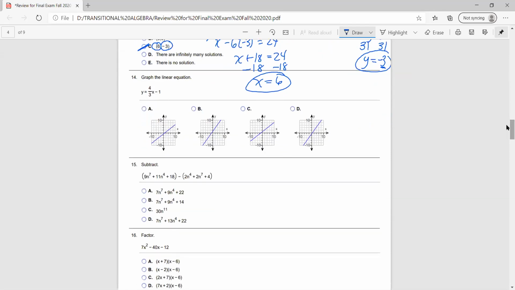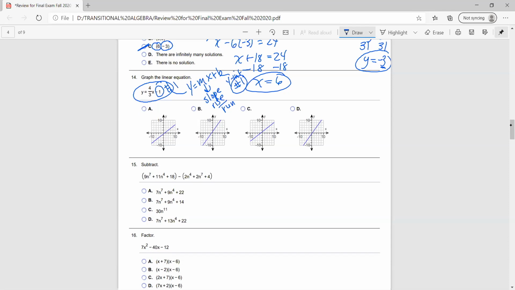Okay, on number 14, it says graph the linear equation. So here is our y equals 4/3 x minus 1. Remember that we talked just a little while ago about how we have an equation that's y equals mx plus b. M is the slope, that's your rise over run. B is your y-intercept, where it crosses the y-axis. And so you always want to graph your y-intercept first, and our y-intercept is a -1.